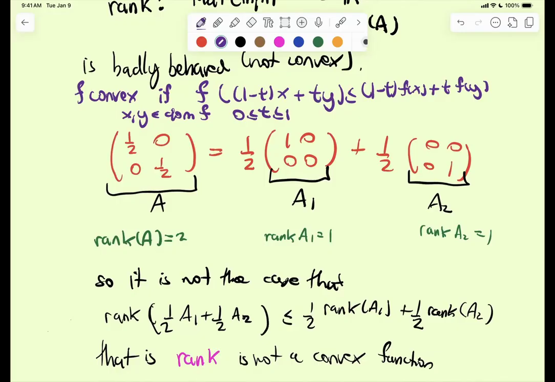It's a convex function that, in a sense, is as close as possible to the rank of a matrix. That's called the nuclear norm of the matrix.